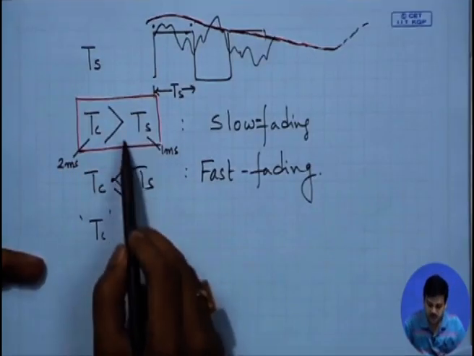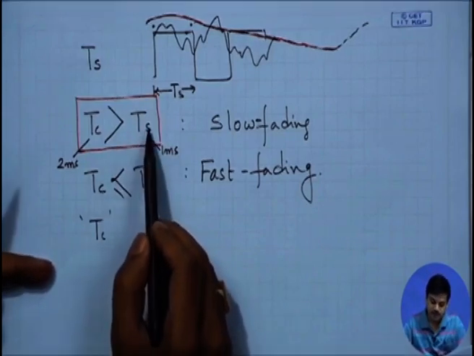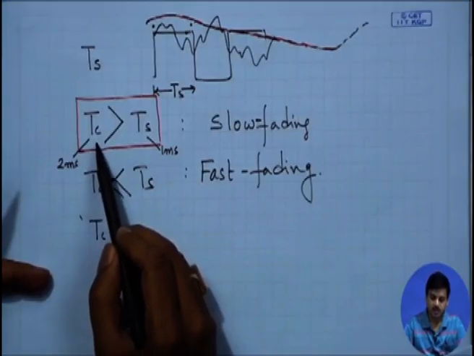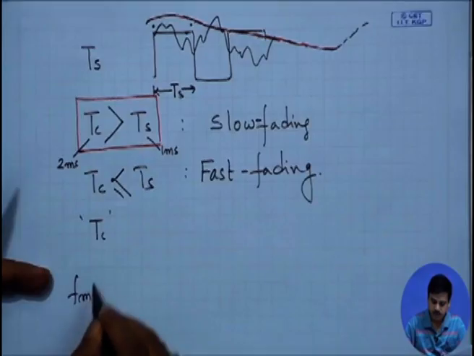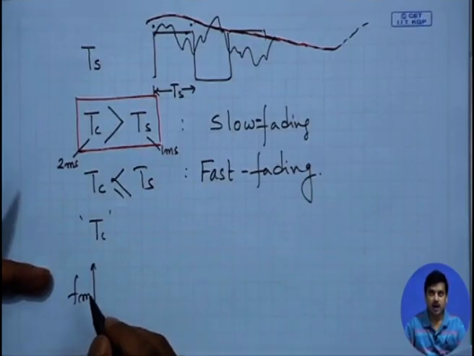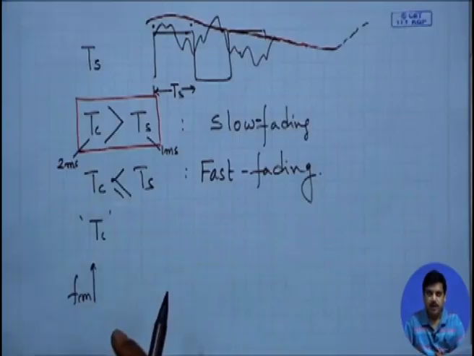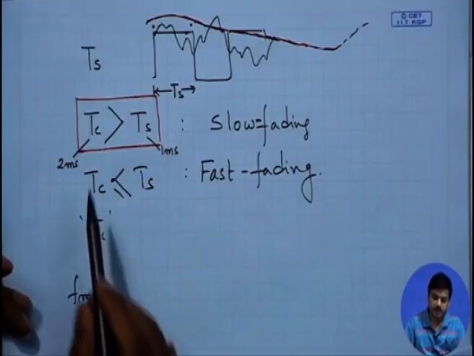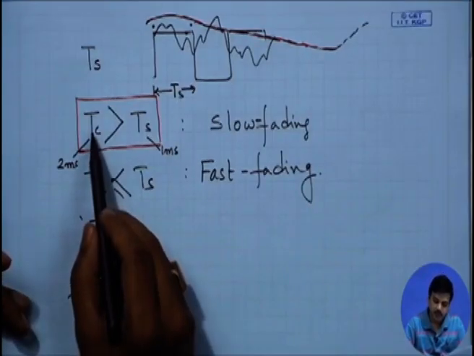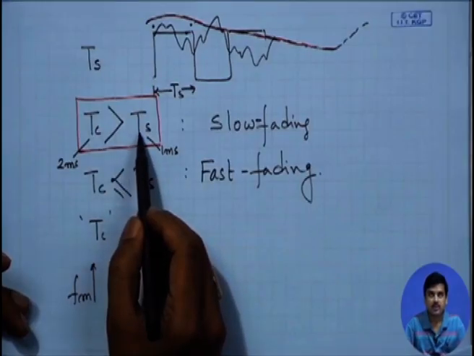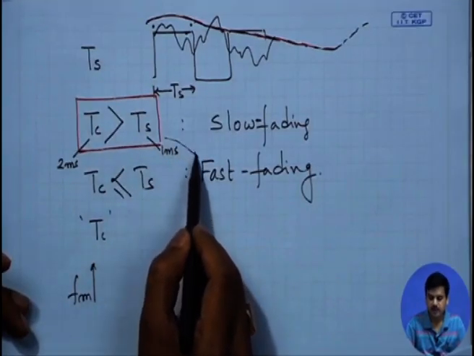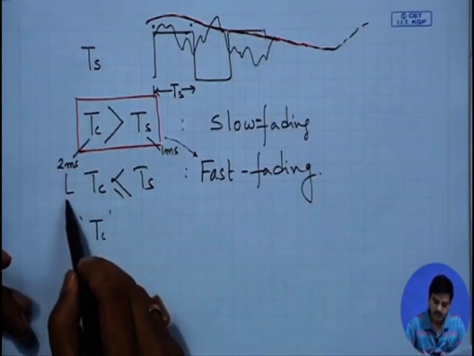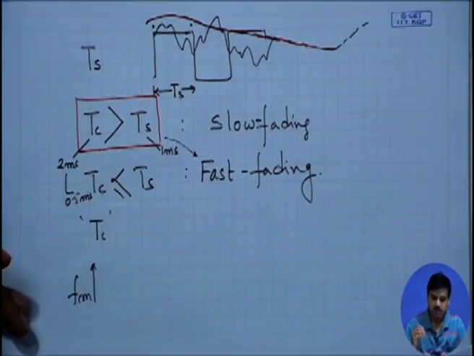Now, using the same 1 millisecond, if there is increase in mobility, that means things start to move faster. If things start to move faster, the Doppler frequency FM goes up. So, if FM goes up, that means you are shrinking the x axis. If that happens, then the coherence time reduces. If coherence time reduces, and as you increase the mobility, if coherence time becomes comparable or less than the symbol duration, you end up in a fast fading situation. Now, let us say this has become 0.5 millisecond.